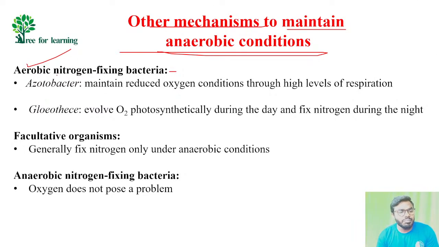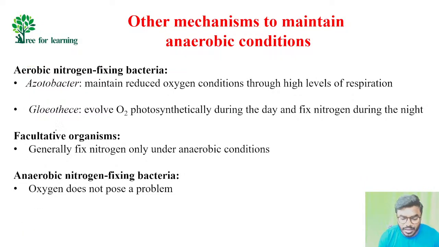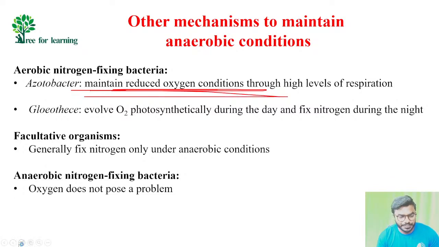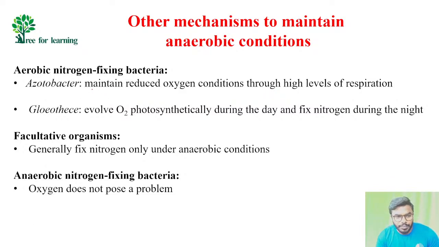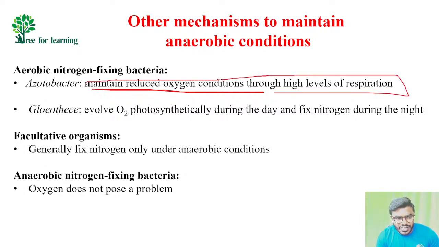There are two examples of aerobic nitrogen fixing bacteria. Follow me, everyone. One is called Azotobacter. Another one, friends, we can call Gliocladium. What is the speciality of this? It maintains reduced oxygen conditions through high levels of respiration. See, friends, how different a mechanism a bacteria can exhibit. What do you mean by the words high levels of respiration?